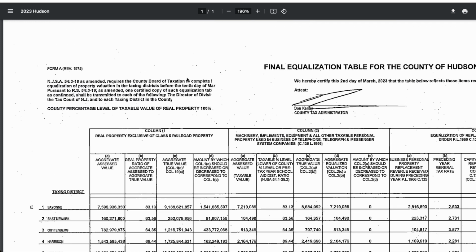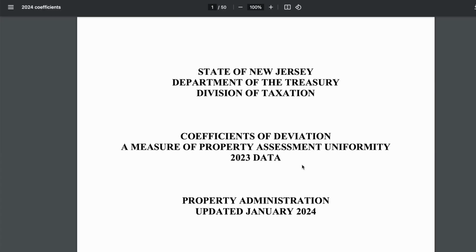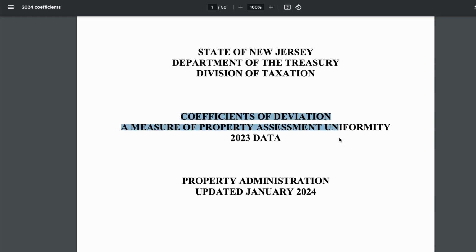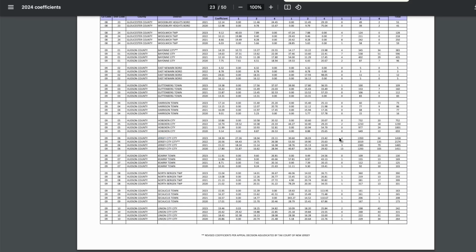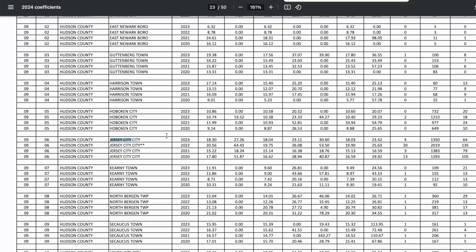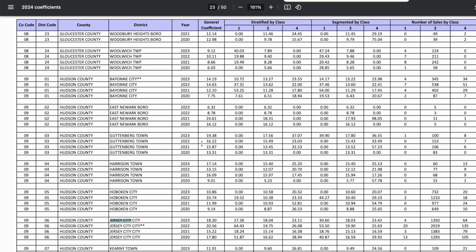Now, let's look at how we find the coefficient of deviation. It's a very similar exercise. We're going to click on the link, and it's going to go straight to this document. You'll see coefficients of deviation, and I'm going to do a Control F, look for Jersey City, and I'll go straight down here. I'll just zoom in. Now, this is, again, a difficult document to read because it can be overwhelming at first, but we're not going to do a deep dive into this. We're taking just 1 week to look at this topic.